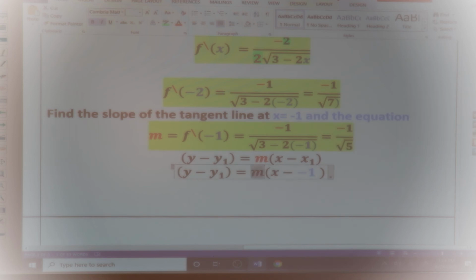Good. Then this is my slope. Let me just highlight it. Now, y1. How am I going to find y1? I remember from algebra how to find y1. I'm going to make it in a different color.